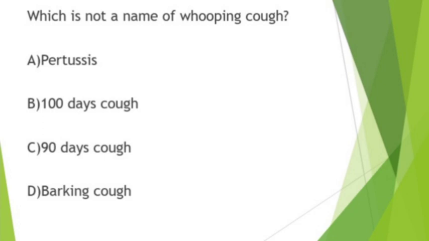Which is not a name of whooping cough? Option A, pertussis. Option B, 100 days of cough. Option C, 90 days cough. Option D, barking cough. Correct answer is option C, 90 days. The other names of whooping cough are pertussis, 100 days of cough and barking cough.